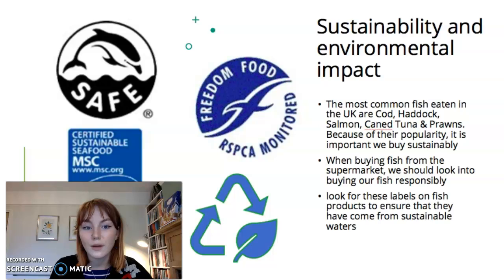And last from me, we have sustainability and environmental impact of fish. There is a group of fish called the Big Five, and this is cod, haddock, salmon, canned tuna and prawns. These are the most commonly eaten fish in our country, and because of their popularity, it's important that we buy them sustainably. And when buying these products, we should look for certain labels and symbols on them to ensure that we are buying sustainably.